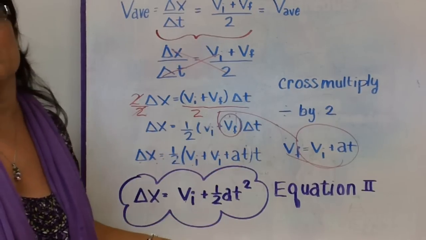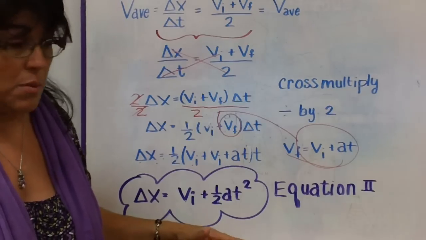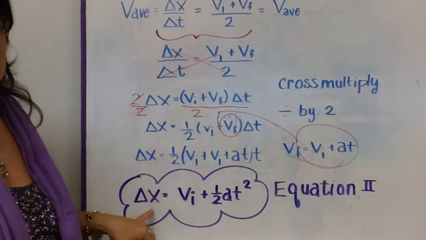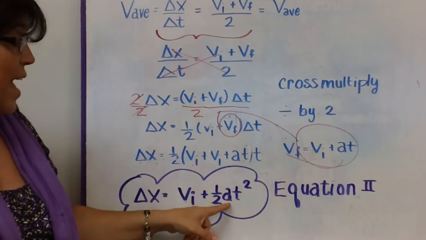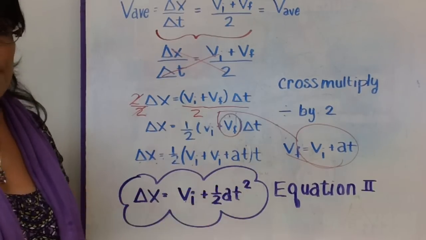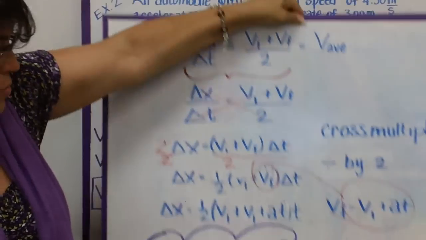So this ends up being our second kinematic equation, or our second equation of constant acceleration. Our delta x, or our displacement, is equal to our initial velocity times t plus 1/2 a t squared. That is our second equation. So let's try an example using those equations.